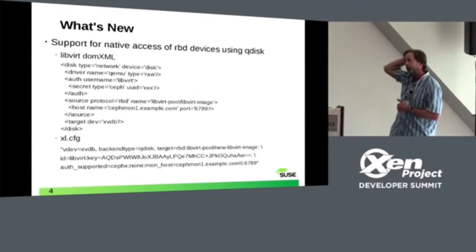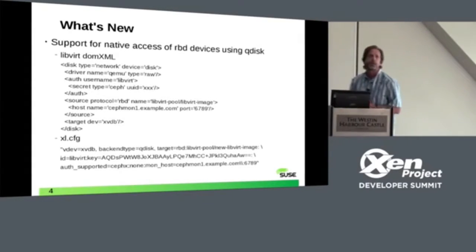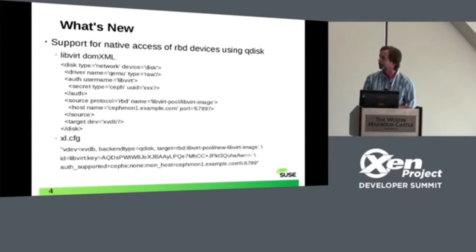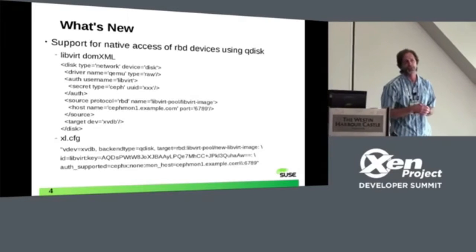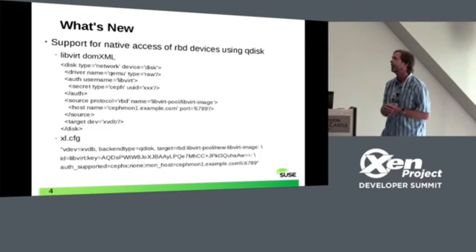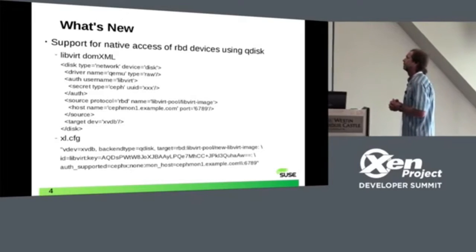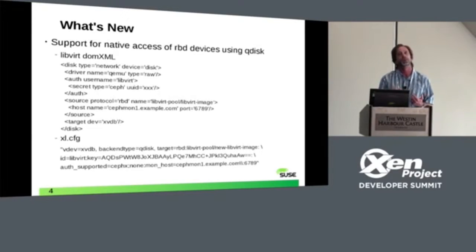So some items that we've worked on in the past year. This is a pretty cool one: native block device access to a Ceph cluster using QDisk. With OpenStack Cinder, a common configuration is to have a Ceph backend for Cinder. This has been in the QEMU driver in libvirt for quite some time. But with this in Xen, you can do things like attach a Cinder volume that's backed by Ceph to Xen PV and HVM guests running on Xen compute nodes.